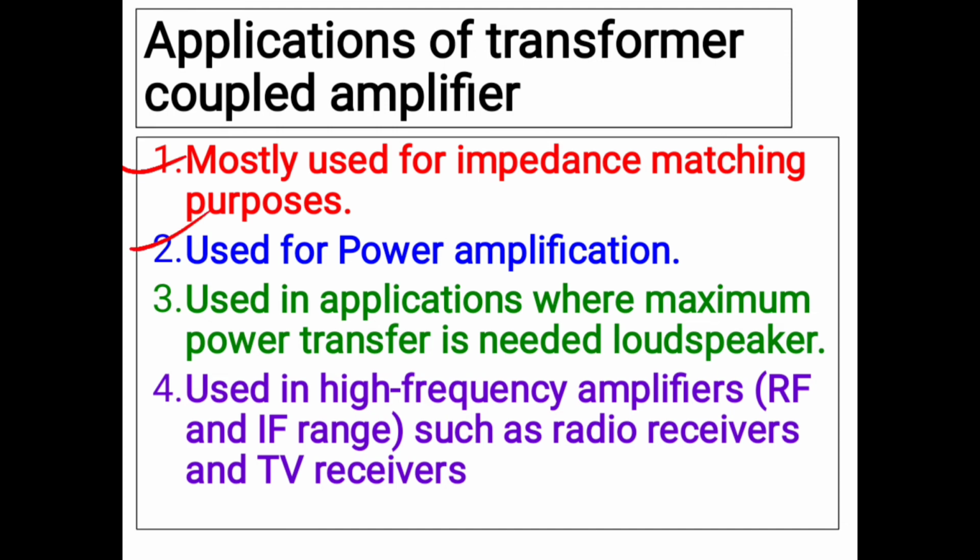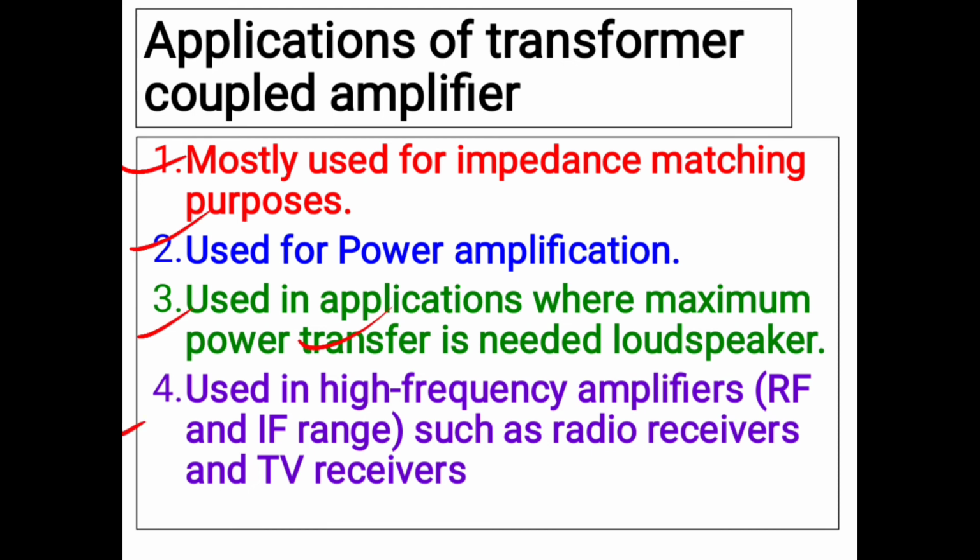The second application is that they are used for power amplification. It means that they are used in power amplifiers. The third application is that they are used in applications where maximum power transfer is needed. For example, you can take a loudspeaker. In a loudspeaker we need to use a transformer coupled amplifier circuit, because a loudspeaker consumes a lot of power. For that purpose we can use a transformer coupled amplifier.